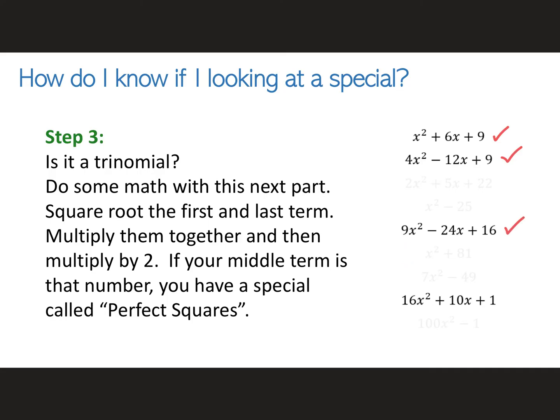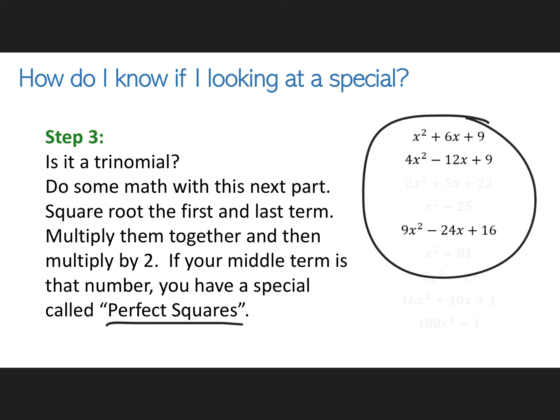All right, let's look at the last one. Maybe all these work. The square root of 16x squared is 4x. Square root of 1 is just 1. 4x times 1 is 4x, times 2 is 8x. Oh, no, that's not going to work. So this one is out. So here you go. These 3 are examples of perfect squares. Make sure you go ahead and write that down in your notes and write all these examples in your notes. Notice that you can have a minus or a plus sign for your middle term, but the other 2 terms are positive.